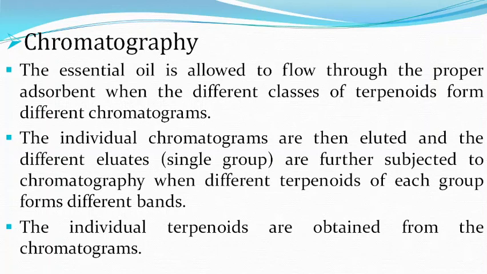The second physical method is the chromatographic method. In this method, the essential oil is allowed to flow through the proper adsorbent, when the different classes of terpenoids form different chromatograms. The individual chromatograms are now eluted and the different eluates are further subjected to chromatography, when different terpenoids of each group form different bands. The individual terpenoids are obtained from the chromatograms.